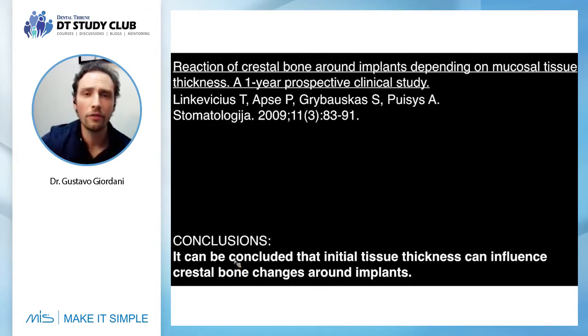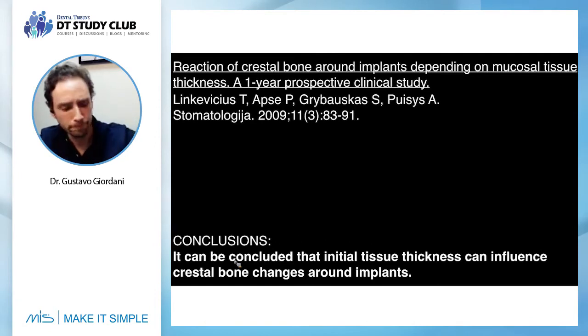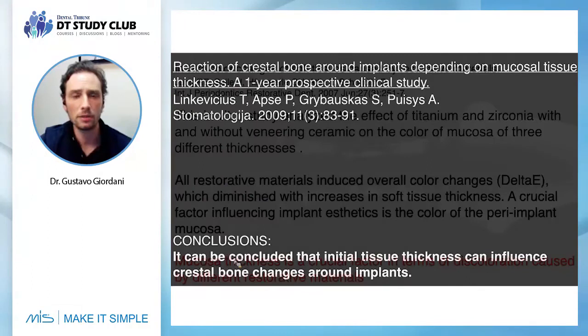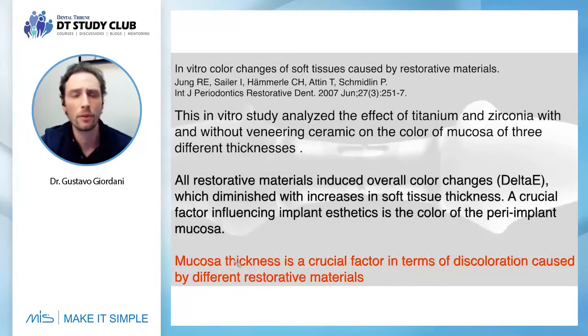And not only for tissue stability, not only for the bone stability around the implant, but also for aesthetics. This is a very nice paper from 2007. This paper compared the color of the tissue around the natural teeth and the color of the tissue around a restorative material, like an abutment. Zirconia, zirconia with ceramic, and metal.